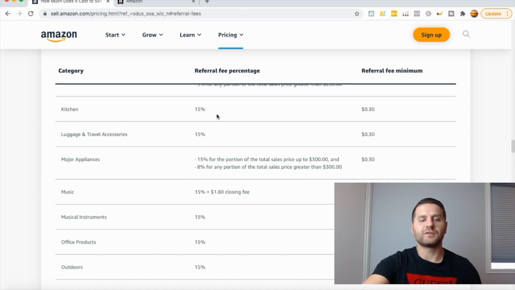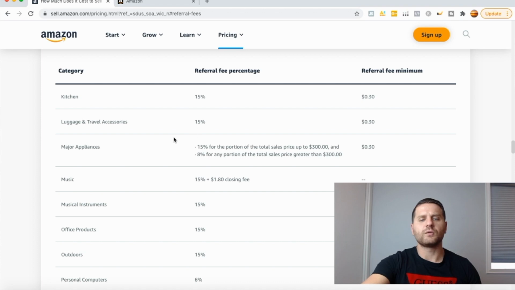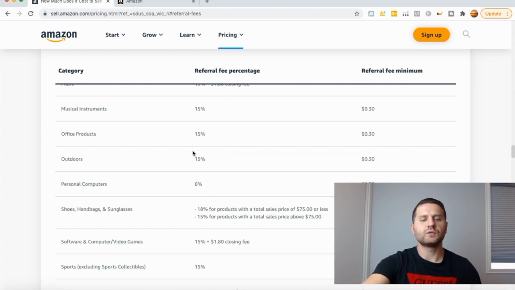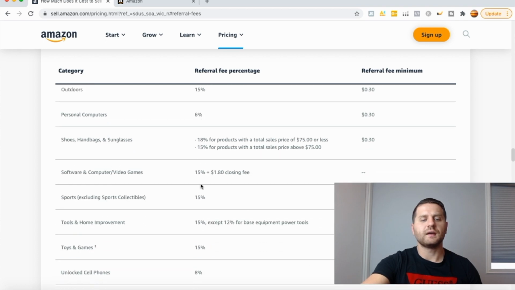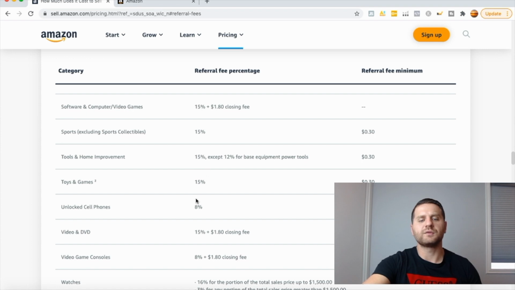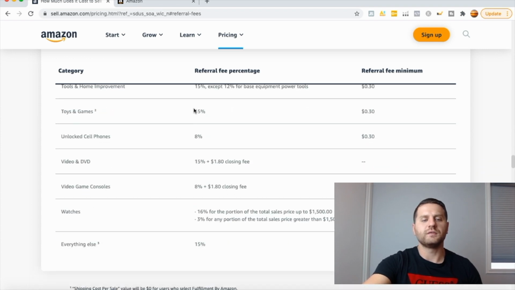Kitchen will be 15%. Luggage and travel accessories will be 15%. Major appliances will be 15%. Office products will be 15%. Outdoors will be 15%. And sports is also a great category, 15%. Tools and home improvement, 15%. Toys and games will also be 15%. So all of the categories that are great for private labeling will be 15%.